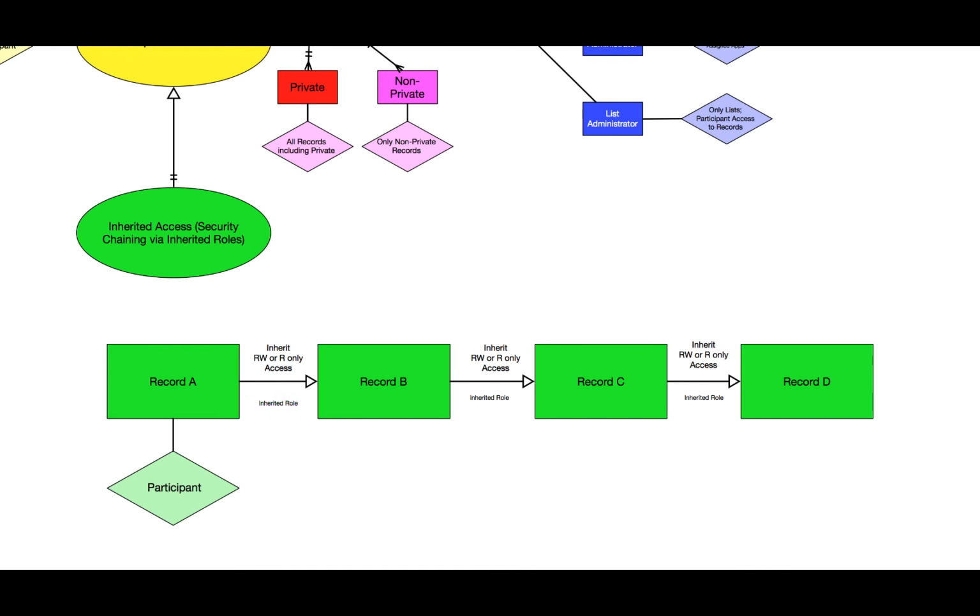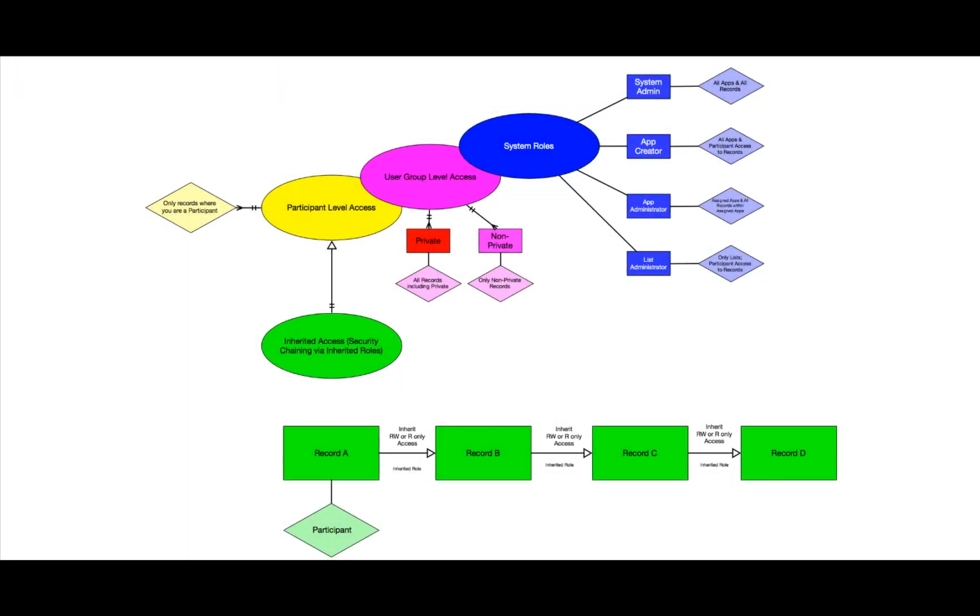As you can see, a participant on record A also has access to record D. This is because the participant on A inherits access to record B via an inherited role. Because they have access to record B, they also inherit access to record C. And because they have access to C, they inherit access to D. We call this security chaining. This can be configured in any app.